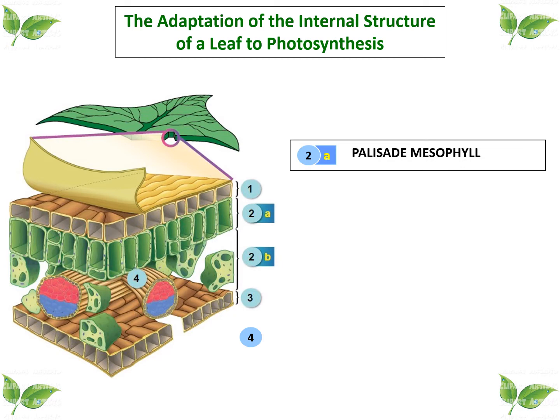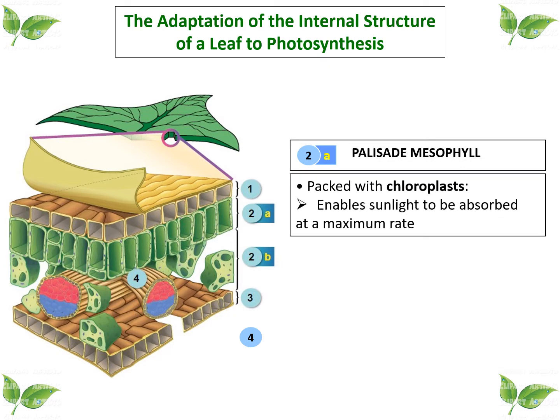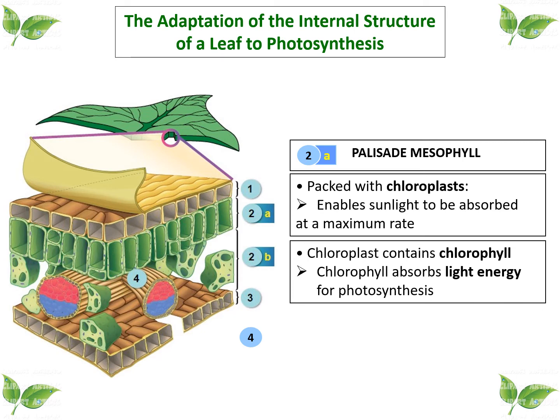Palisade mesophyll. Palisade mesophyll is packed with chloroplasts. This allows maximum absorption of light energy. Chloroplasts contain chlorophyll. Actually, chlorophyll is the pigment that plays an important role in absorption of light energy for photosynthesis.